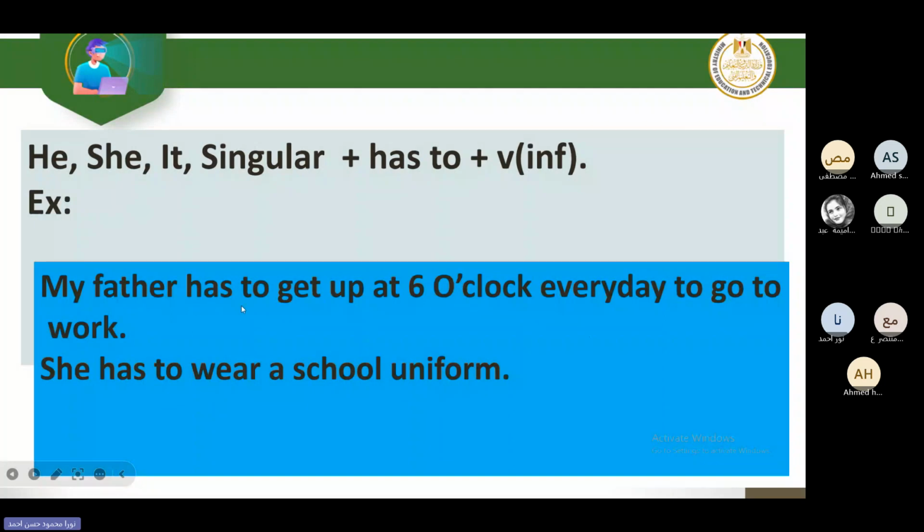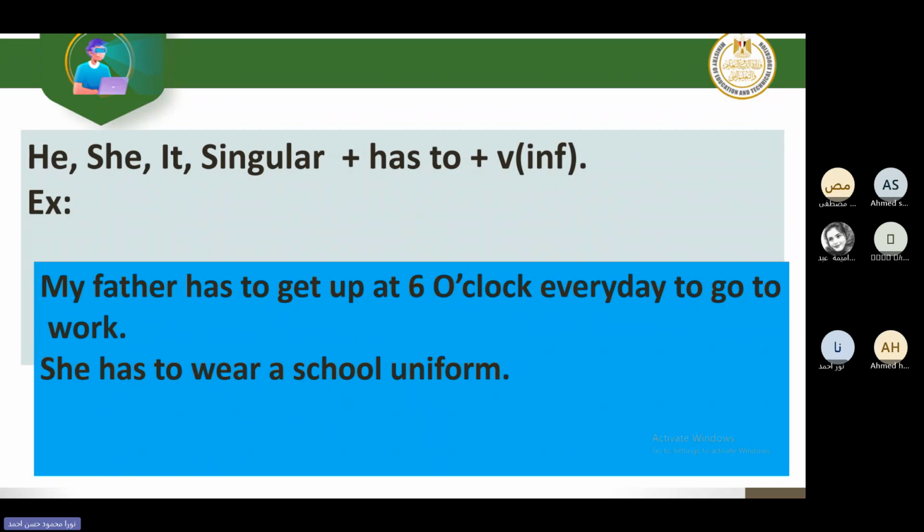My father has to get up at 6 o'clock every day to go to work. So my father is a singular subject, right? So it takes has to. And has to is followed by the infinitive form. So it's get up. Number 2, she has to wear a school uniform, right? So she takes has to plus verb in the infinitive form, which is wear, of course.